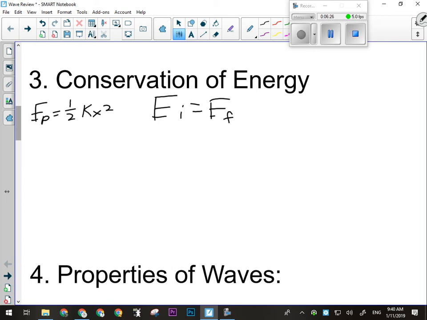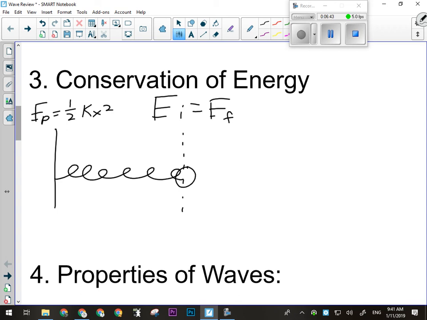Okay, so if we're looking at, here's our equilibrium position. Here's where the spring is. When the spring and the mass are at equilibrium, what kind of energy does the object have? Kinetic, and it's moving at its maximum speed.